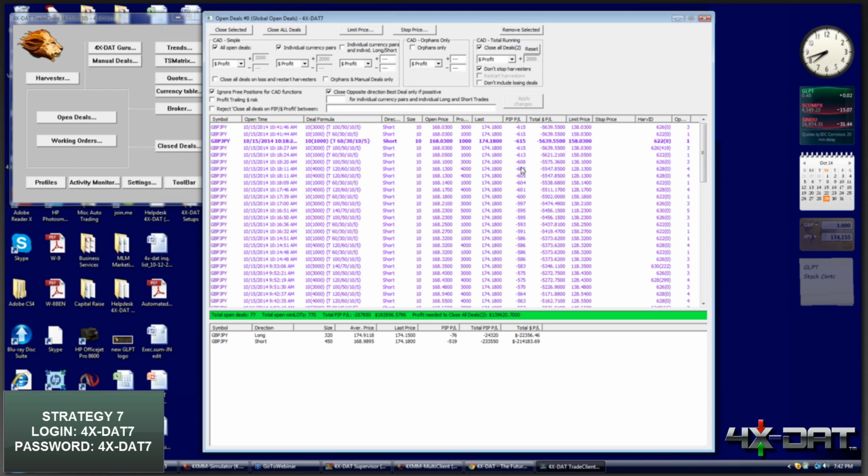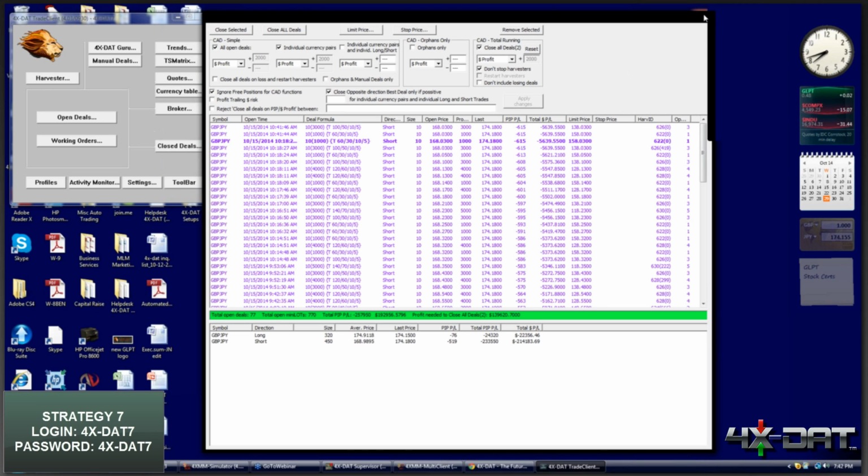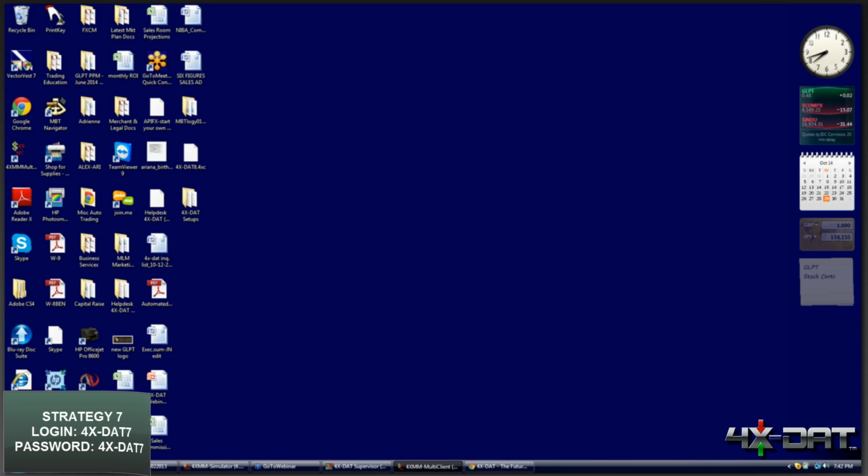There are some that are obvious runaways. You should not have a trade with a minus 600 pip loss, no matter what you're trading. Okay, so I'll close this out and let's take a look at number 8.